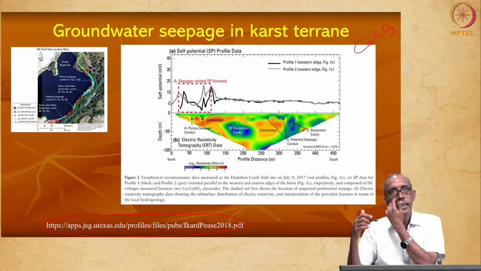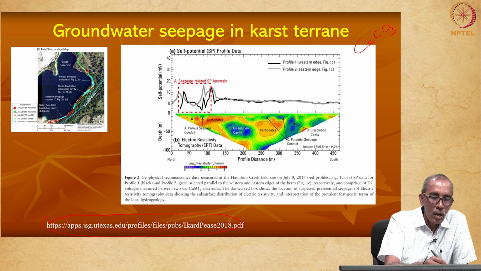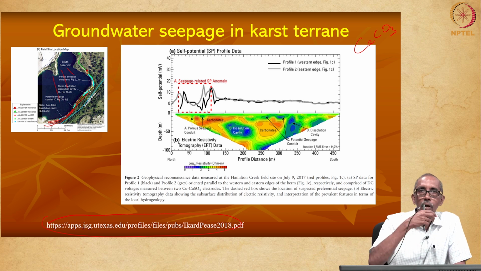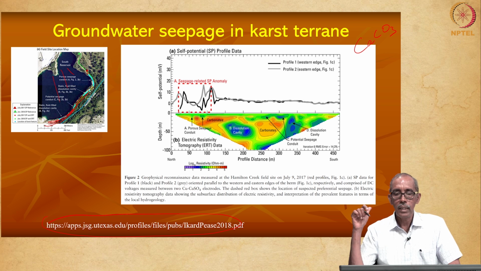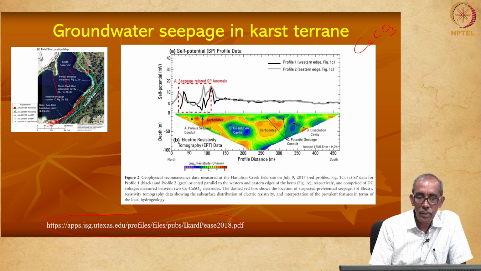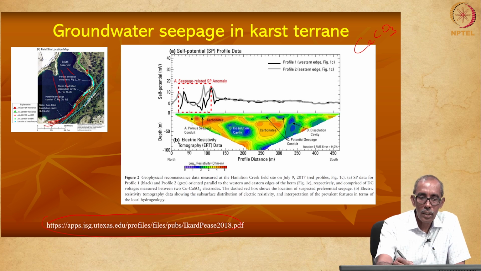Over there they had made use of a cell potential survey along the embankment of a reservoir. So, here is a reservoir. Along the embankment of the reservoir, they have carried out two profiles of cell potential measurement. From the cell potential measurement, here too they had identified certain locations where the cell potential is much higher, right.